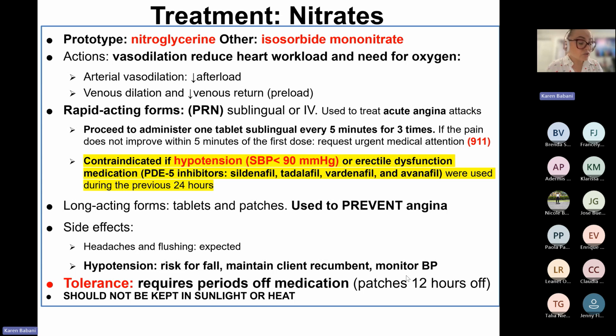Remember to give the medication. So we give aspirin. How much aspirin? We discussed this, I think, in the very first classes that we had.